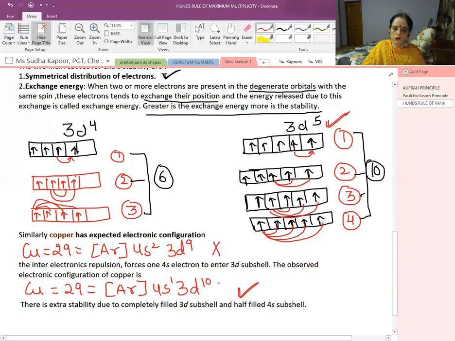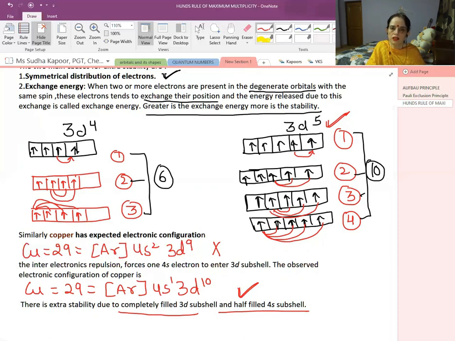And again, the reason that we can give in case of copper, 3d9 and 3d10, why 3d10 is better, because it is having the symmetrical distribution of all the 10 electrons, and the other thing, the exchange energy is going to be higher in case of 3d10 as compared to 3d9. So there is extra stability when we are talking about the half-filled and the full-filled nature. So according to Hund's rule, the half-filled and full-filled are going to be extra stable, and in order to attain these things, chromium and copper are going to be in the exceptional behavior.